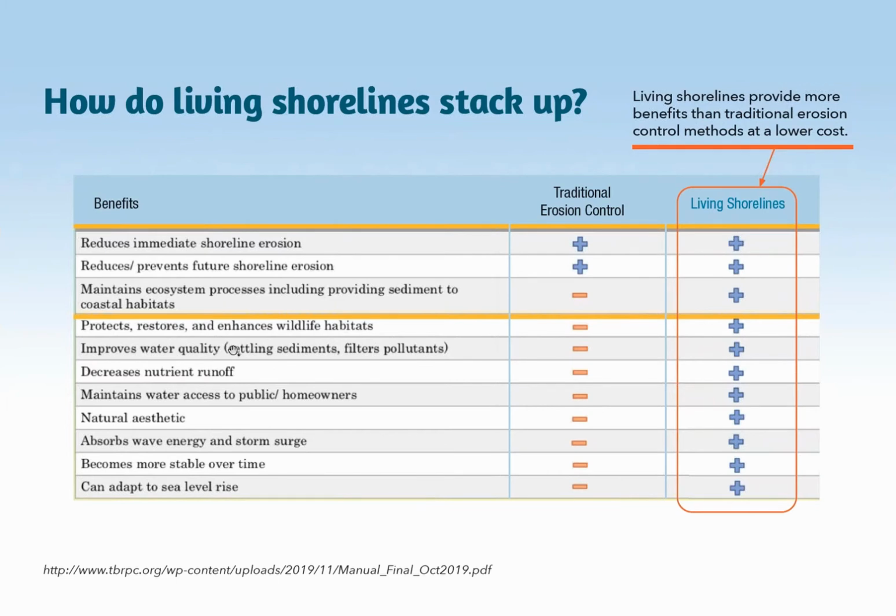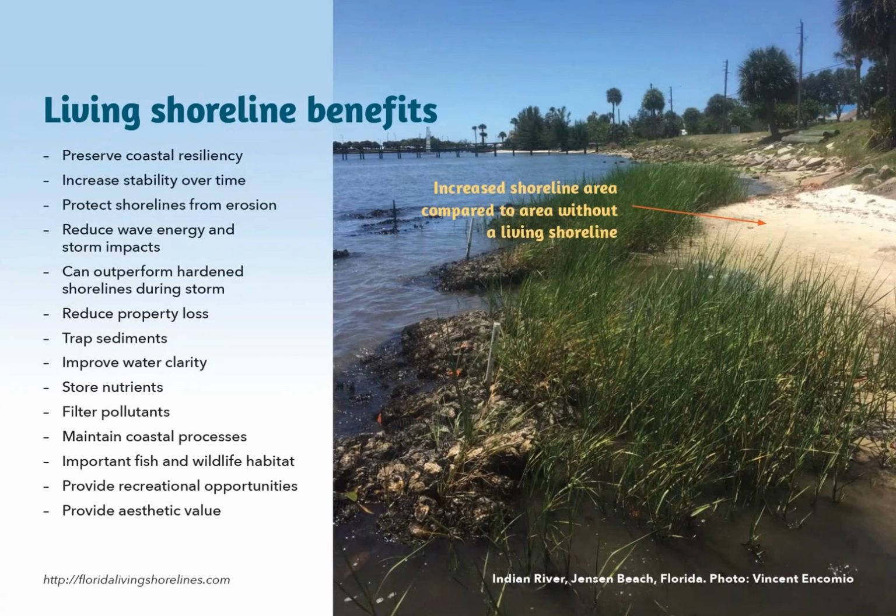And they also exacerbate our water quality issues, sediment and pollutants and nutrient runoff. All of those things are not caught by these traditional erosion control methods. And so living shoreline benefits, you can read these, but basically most of these come directly out of the benefits provided by natural systems. So coastal resiliency, stability over time, erosion protection, reduction of wave energy. But there's some other things. They can outperform hardened shorelines during a storm. They can reduce property loss in some cases. I mean, none of these things are, in every case, something we can say for sure.